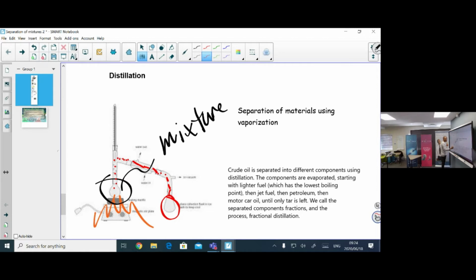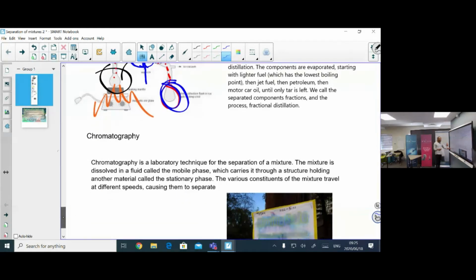and we use this to condense it. We will condense it by applying some cool water around the tube such that it condenses and collects. So we'll be separating that particular liquid from the mixture using heating, and once it vaporizes, we will condense it and collect it in a separate tube or in a separate container. And that's all well and great.